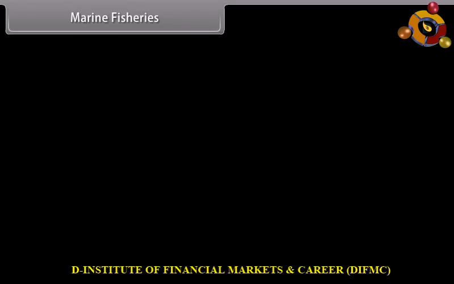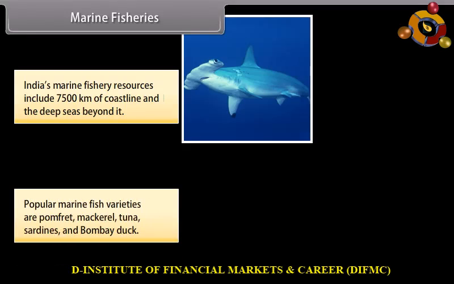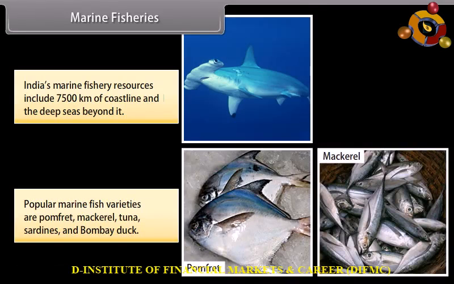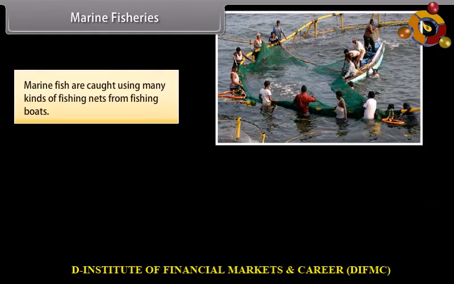Marine fisheries. India's marine fishery resources include 7,500 km of coastline and the deep seas beyond it. Popular marine fish varieties are pomfret, mackerel, tuna, sardines, and Bombay duck. Marine fish are caught using many kinds of fishing nets from fishing boats.